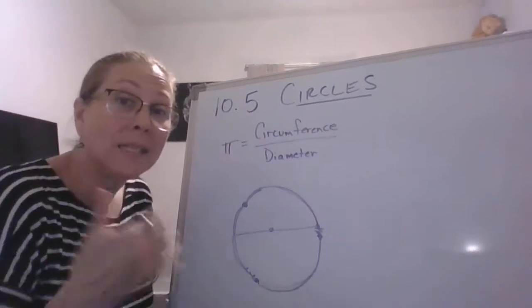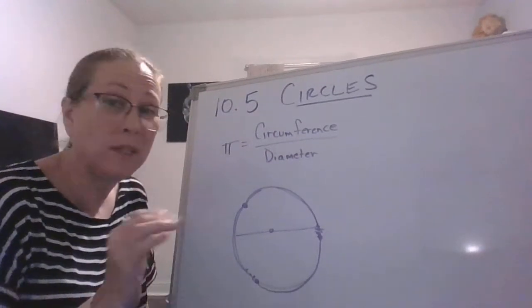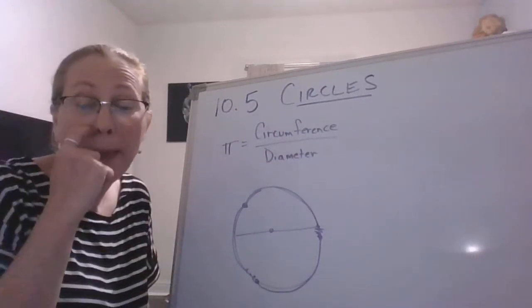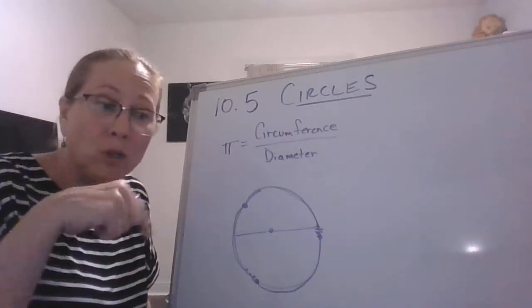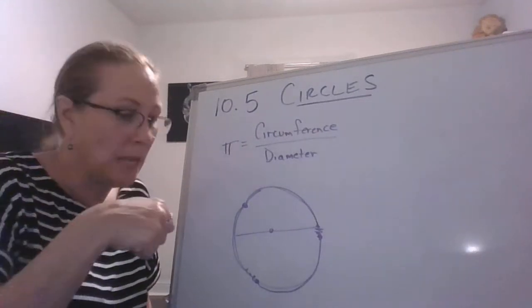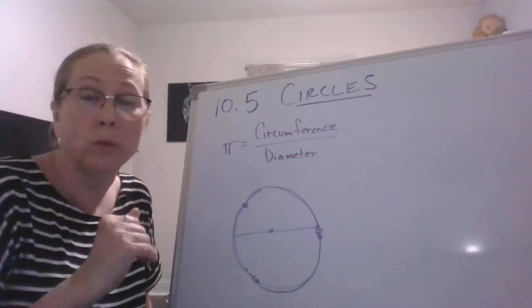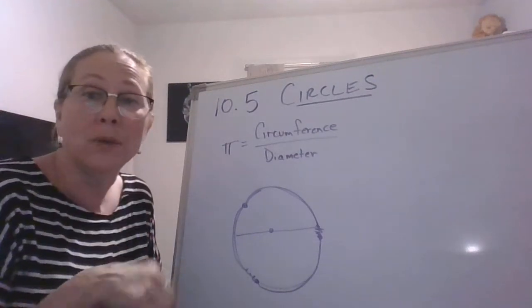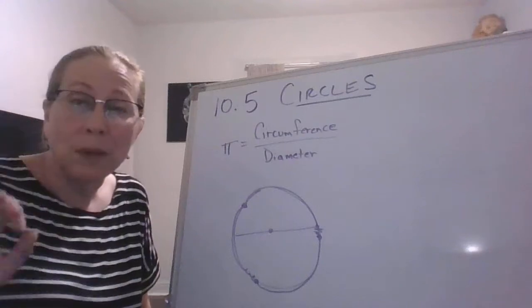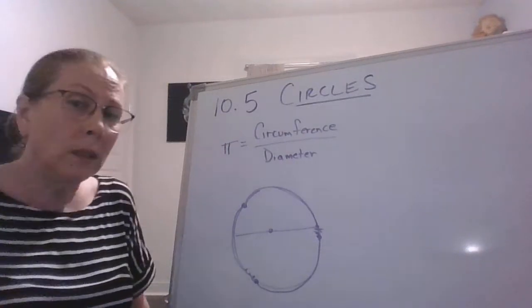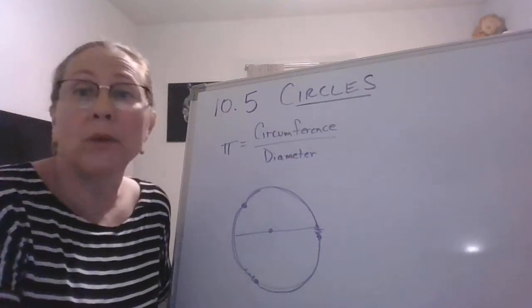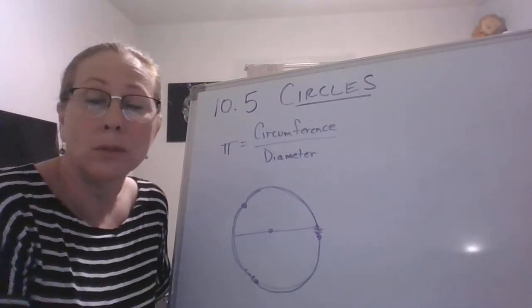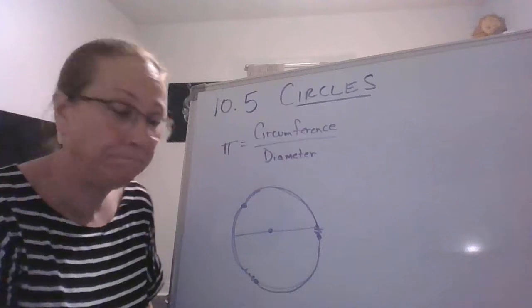So hence pi. So if you take a whole bunch of circular objects at home and you take your bendy ruler, if you happen to have it, and you measure the circumference and then you find your diameter, make sure you're really careful getting your diameter, and you divide it, you're going to come up with a really close number to 3.1415, not every single one because there's measuring error.